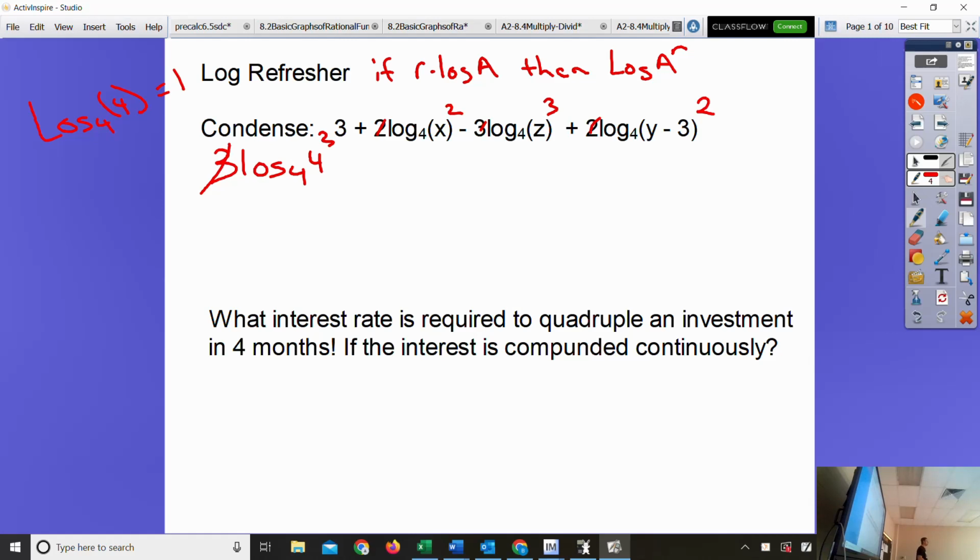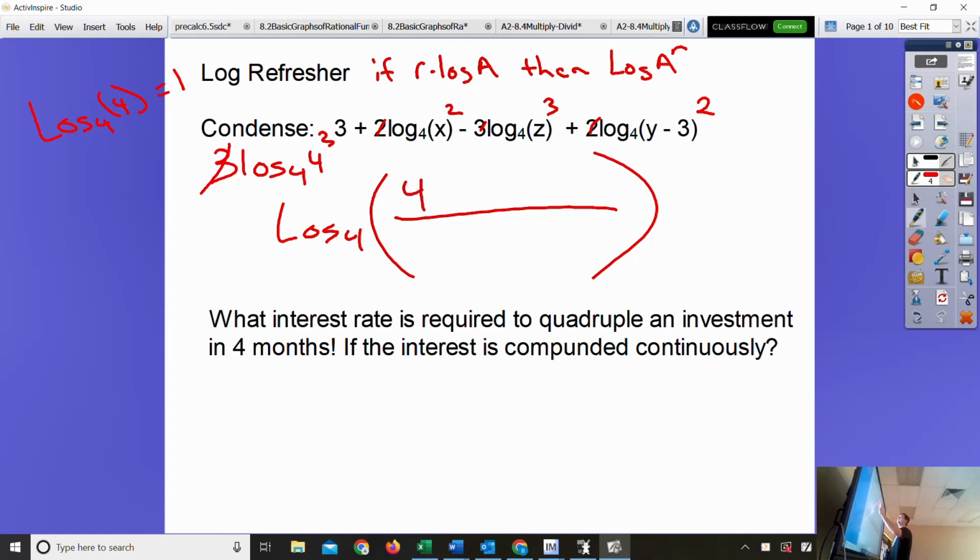What's its base going to be? What's the base of all the logarithms up there? So your new logarithm is going to be a base of 4. It's going to have a numerator and denominator. If the original logarithm was positive, where does its argument go? Up top. So the first thing I see is log base 4 of 4 cubed. Is that logarithm positive? So where do I put 4 cubed? Numerator.